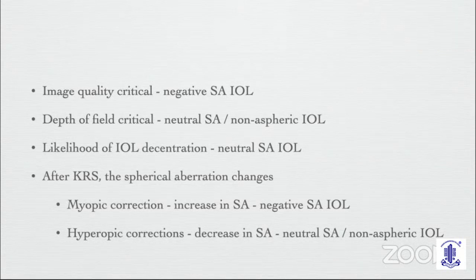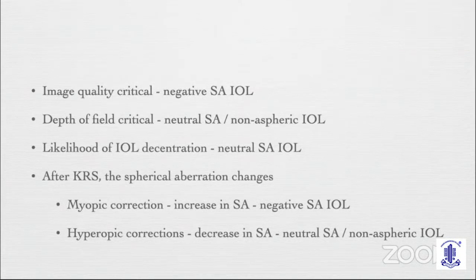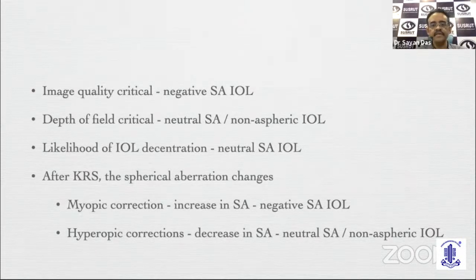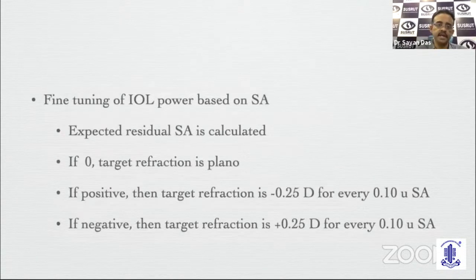After a keratorefractive procedure, the spherical aberration changes. If there is a myopic correction with the corneal refractive correction, there is an increase in the spherical aberration, and in a subsequent cataract development, a post-LASIK cataract situation, we should use a negative spherical aberration IOL. Whereas for a hyperopic correction, in the LASIK correction, there is a decrease in the spherical aberration, and we should use a neutral spherical aberration or a non-aspheric IOL.